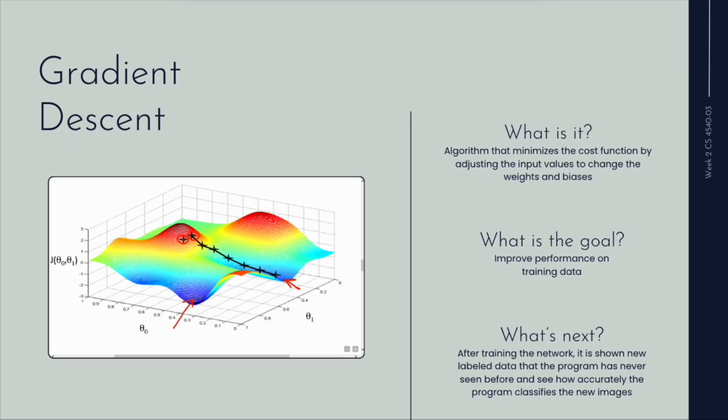Gradient descent is an algorithm that minimizes the cost function by adjusting the input values to change the weights and biases, and its main goal is to improve the program's performance on a given set of training data. After training the network, it will be given a new set of data it has not trained on before and has not seen before, and it should have a higher accuracy when classifying these new images.